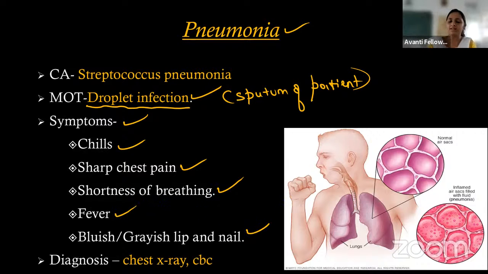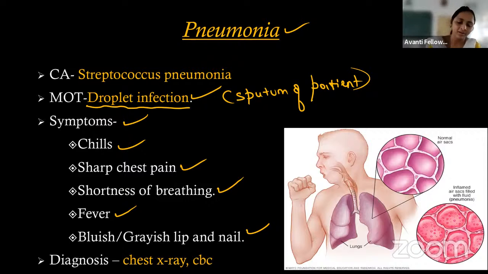Then bluish and grayish lip and nail color. The nails and the lips turn blue. The main reason is that carbon dioxide increases in the body while oxygen decreases, and this causes the coloration of the lips and nails to turn blue.